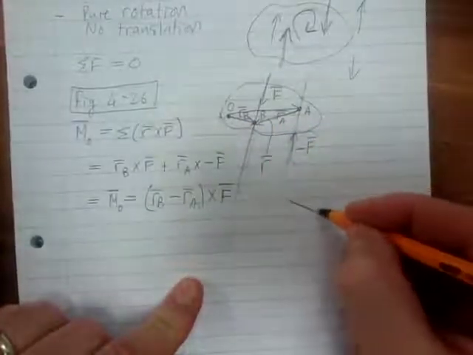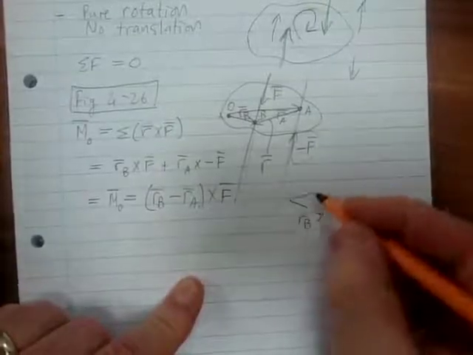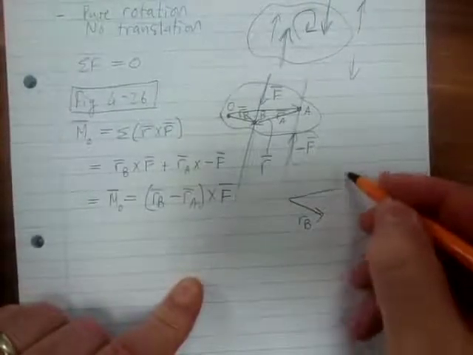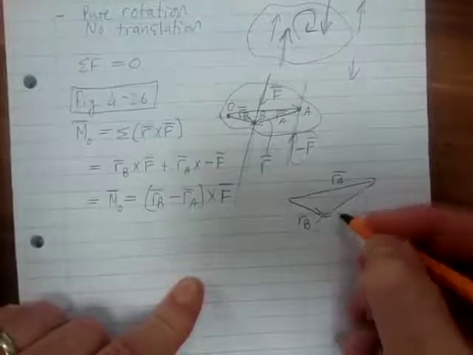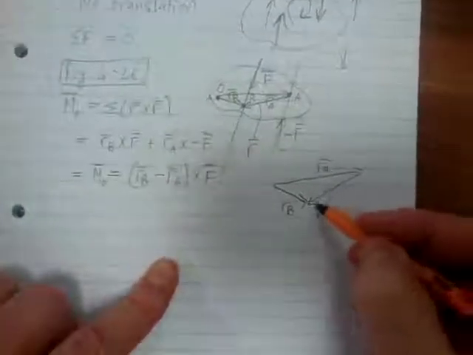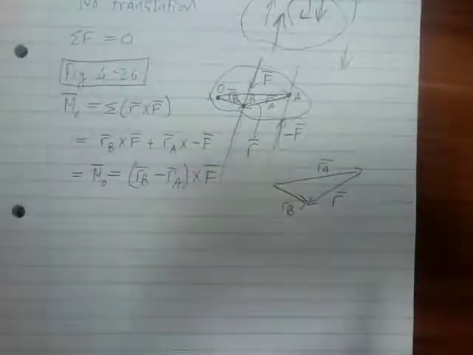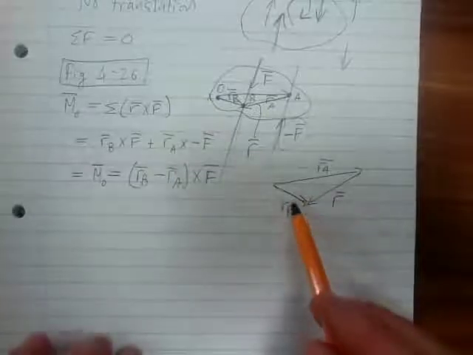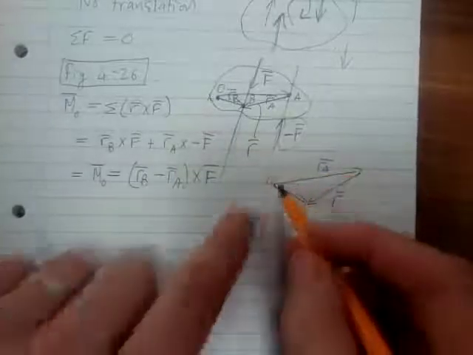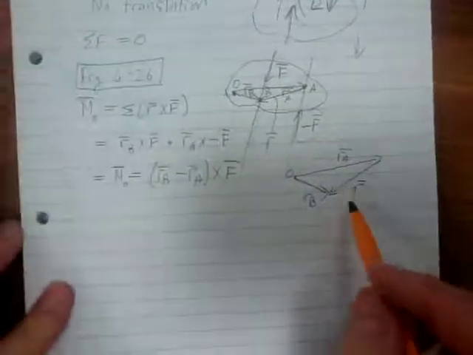Let me redraw it. There's my RB, there's my RA, and there is my R. Remember, the R is just the position vector between the lines of action. It is the position vector between the lines of action of the two forces in my couple, whereas these position vectors are from the point O to the lines of action of the respective forces.